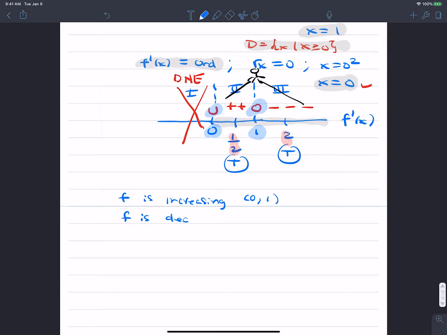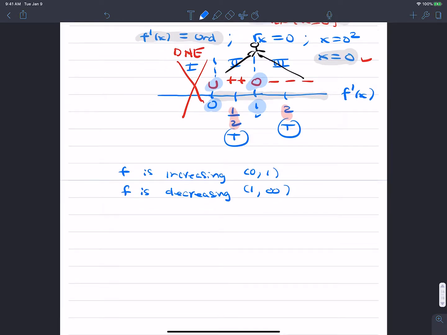f is decreasing. Where is that function decreasing? From 1 to infinity. Sorry, 1 to infinity. You say, well, why is that? Well, go back. Your derivative is negative, not at 1, but to the right of 1, and forever. So here's our analysis of increasing, decreasing.